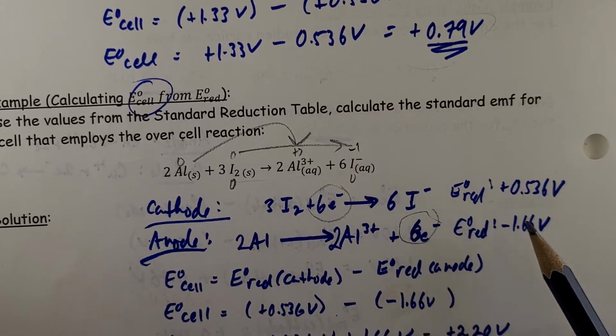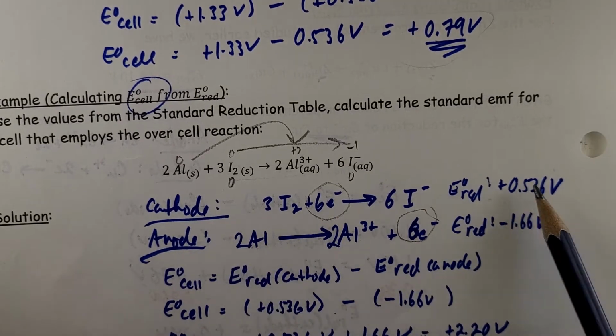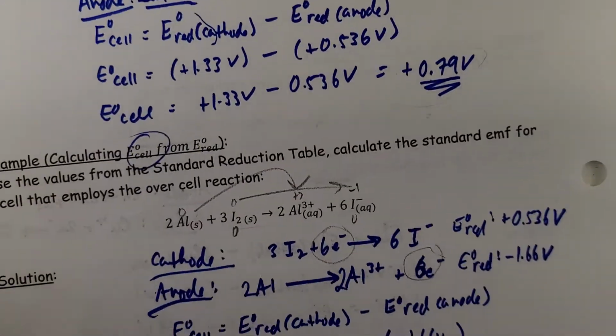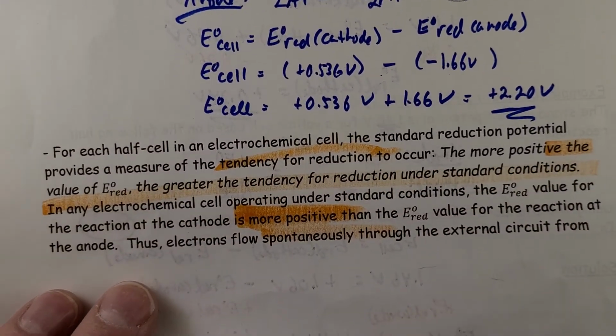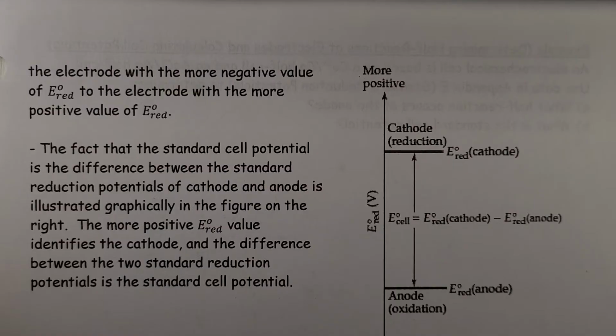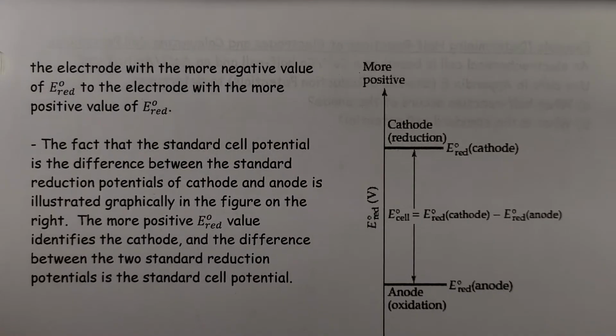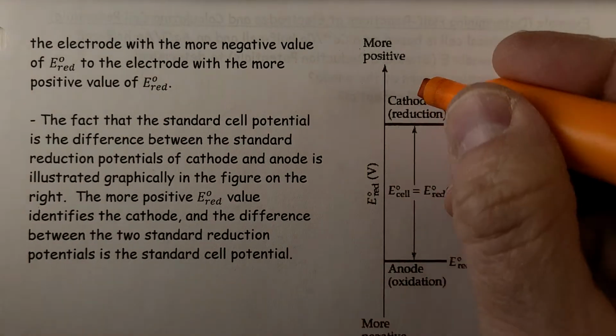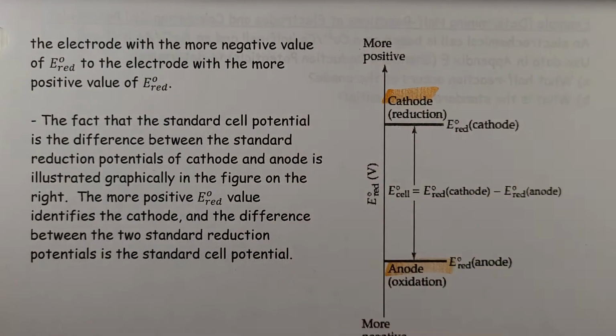So we have the spontaneous flow of electrons when my cathode number is more positive than the anode number. And you'll see that is true in all these. Cathode, more positive than this. Cathode, more positive than that. And I know that that reaction is going to be spontaneous, occur automatically. If we go to the next page, electrons flow from the electrode with the more negative value of E red to the electrode with the more positive value of reduction. So again, cathode. And this little diagram illustrates that too: cathode more positive than the anode.